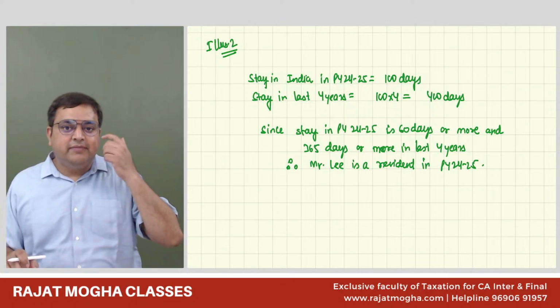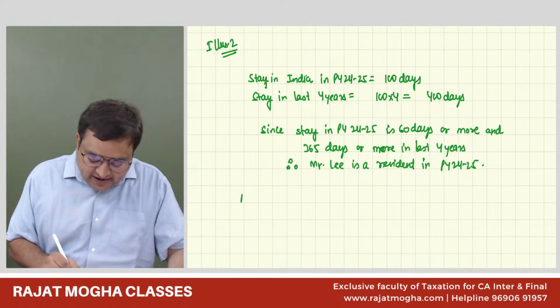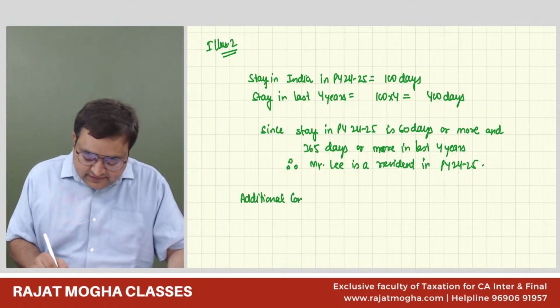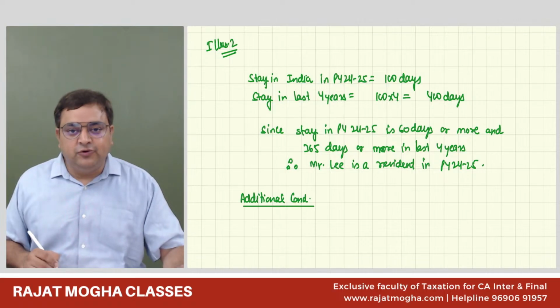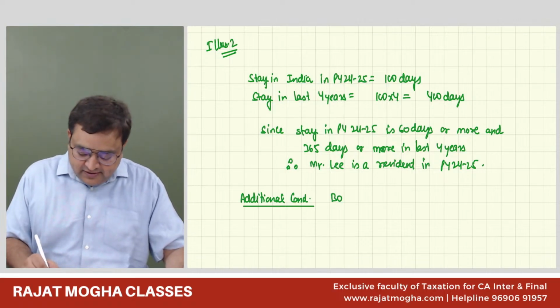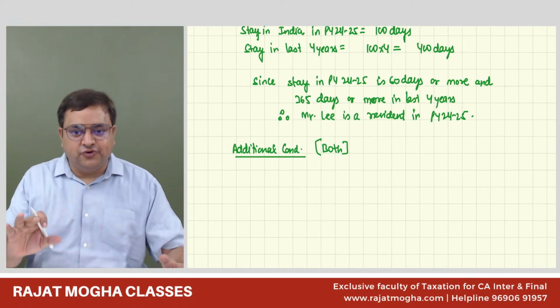Now we need to determine whether he is ordinary or not ordinary. So for that we have additional conditions. Additional conditions: days in India 730 days in 7 years. There are two additional conditions which need to be satisfied, and both of them should be satisfied. And what are those? I'm writing in short.